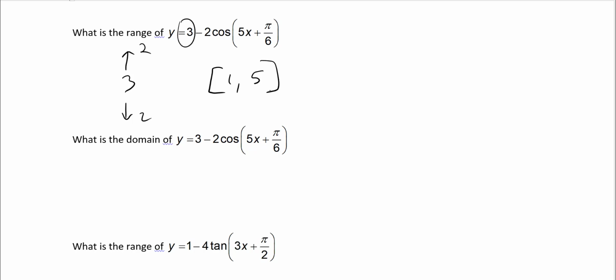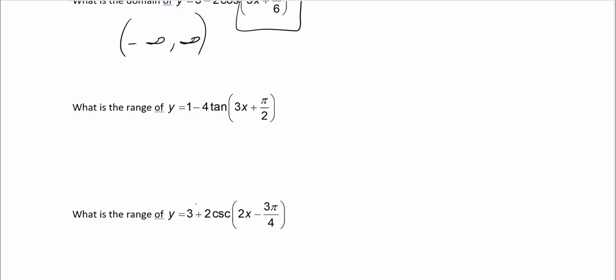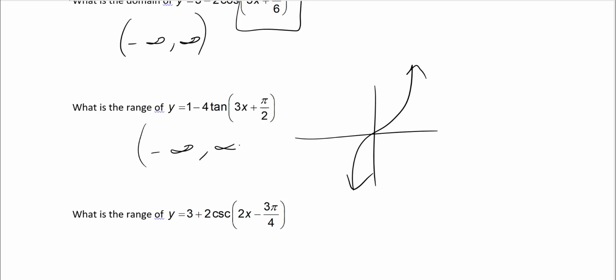All right, on to the next one. It says, what is the domain? Well, this really doesn't matter what this is for, especially for a cosine graph. The domain is negative infinity to positive infinity. Okay, that's pretty easy. Let's keep going. What is the range of this one? Well, if you remember, the range for a tangent graph is negative infinity to positive infinity.